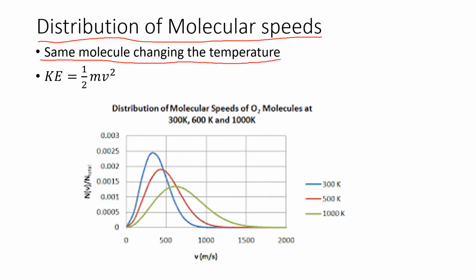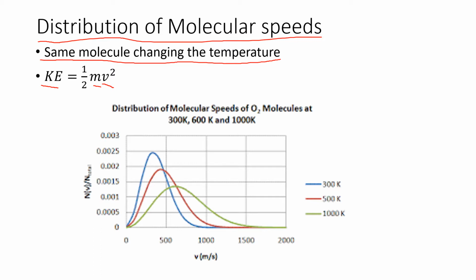Before we look at the plot, something I wanted to remind you of. We're not really going to do any calculations with the kinetic energy equation, but we can use it to qualitatively understand what's going on. Kinetic energy is equal to 1/2 mv squared, where m is the mass and v is the velocity. If we think back to kinetic molecular theory, when we raise temperature, we increase the kinetic energy.